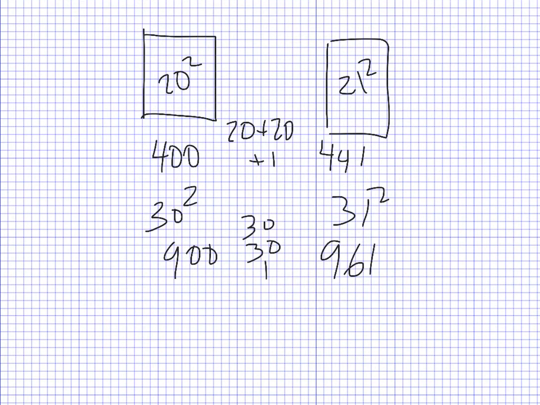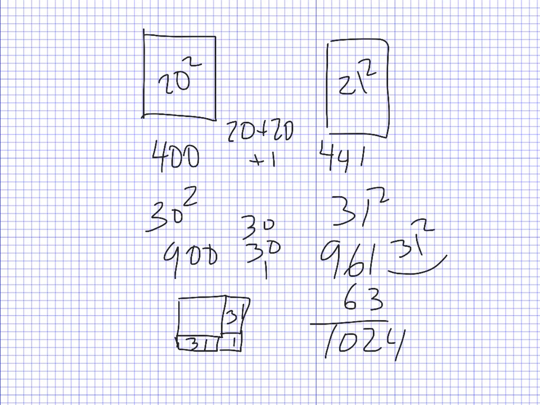Now you can keep going, of course. So from the 31 squared, we're going to add 31 plus 31 plus 1, or 63. So if we add 63, we get 1024. So if this was 31 squared, the next square, 32 squared, is 63 more. 33 squared will be 65 more than that, if you see the pattern.